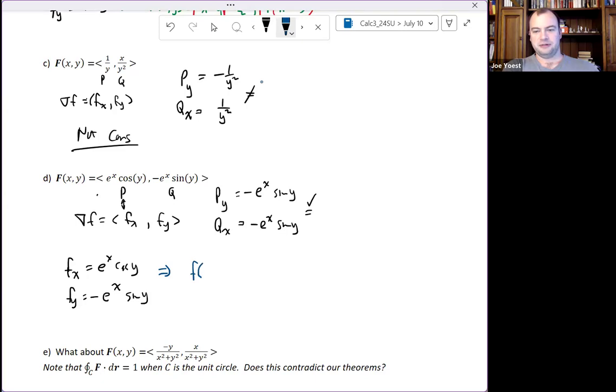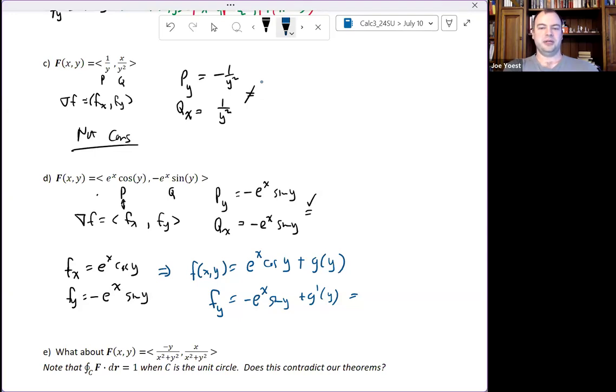Fx tells me that f of xy has to be e to the x cos y, right? When I take the x partial, that gives me this, plus some function of y. It could have y's in it, could have constants in it, just cannot have x's in it. And then fy, well, the e to the x just comes along. Cos y differentiates to negative sine y plus g prime of y.